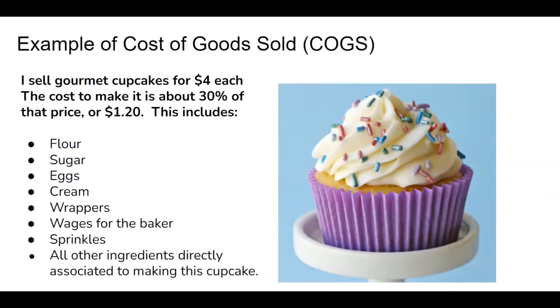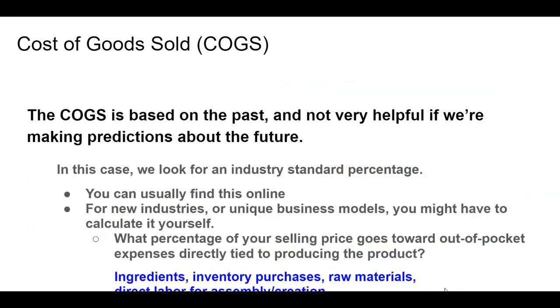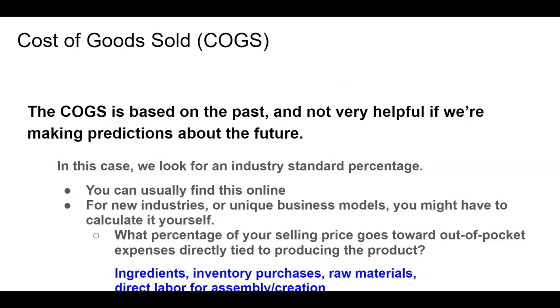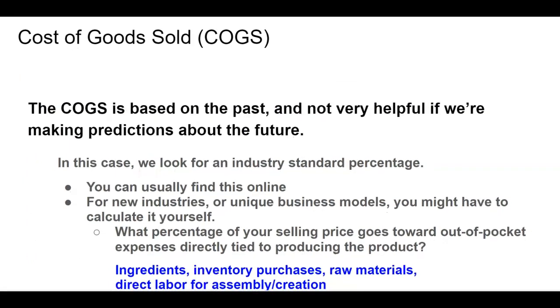And so what you can do is sum up, oops, I was trying to expand my viewable screen here. What you can sum up or add up are your ingredient costs, your inventory, any raw materials, and any labor that's directly associated with producing your product, and calculate your own cost of goods sold.